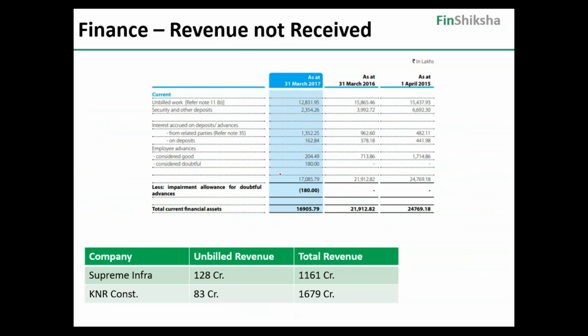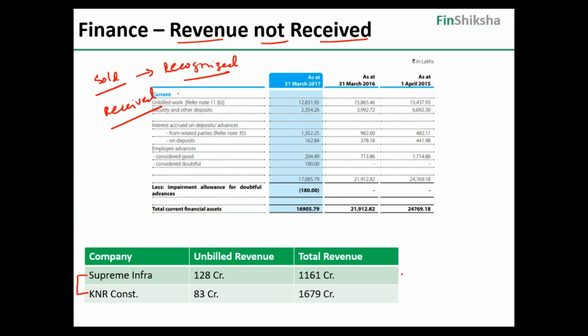One of the most critical things is revenue not received. You have sold some items, you have recognized it in the P&L, but you have not yet received it. I've taken an example of Supreme and KNR Construction. How do you find this? In the current assets, I have sold something but I have not yet received. So this is basically the pending revenue for me.